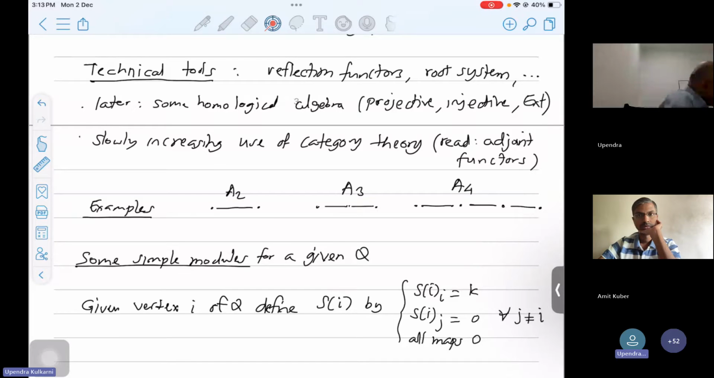You don't have to do any work, because if I have a submodule, then at every vertex I have to take a submodule, right? At other vertices there is 0, there is nothing to take. So there is only one vertex where I can go smaller, but I have put a line. The only proper submodule is 0. So this is obviously simple.